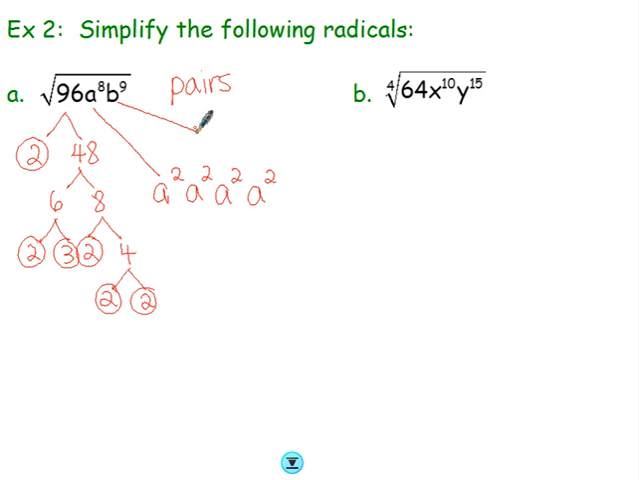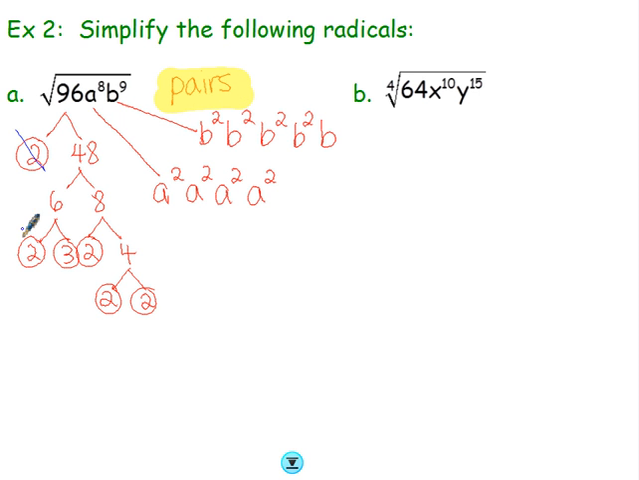Let's look at the B's. We have 9 B's, so we can definitely make a pair. Take away 2, we're left with 7. We can make another pair. Take away 2, we're left with 5. Make another pair, take away 2, we're left with 3. Make another pair, take away 2, we are left with 1. No more pairs.